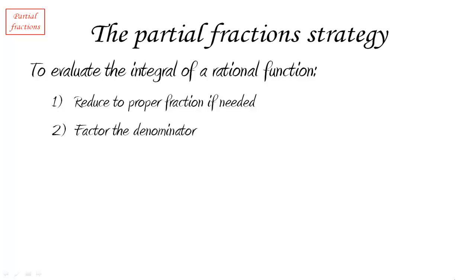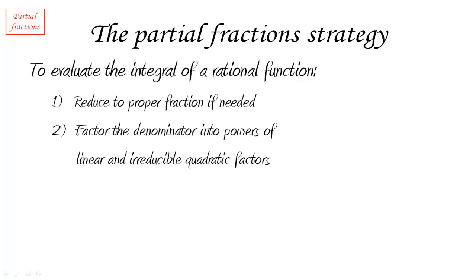The second step, after we're done with that, is we're going to factor the denominator into powers of two things, either linear or irreducible quadratic factors. Okay, so we're going to break down the denominator into a product. Remember, the denominator is a polynomial, it's a sum, so we're going to factor it, change it into a product, and not only that, but into a product in such a way that each of the factors is either a linear or an irreducible quadratic, or a power of those two.